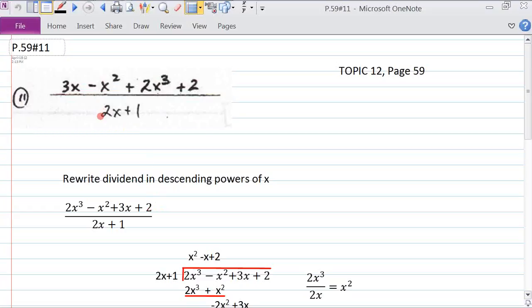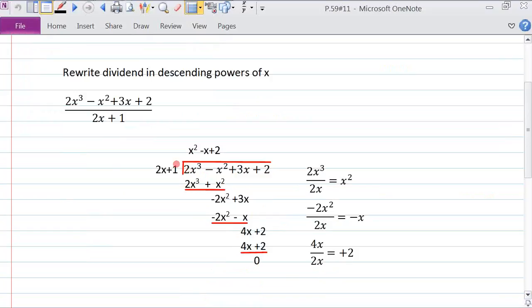The divisor is 2x plus 1. It's already in terms of decreasing powers of x. So I've rewritten the dividend in descending powers of x. And now I'm going to go through the division process. So I set it up again. Here's the divisor. Here's the dividend. And we start off by taking the first term here, and dividing it by the first term here.